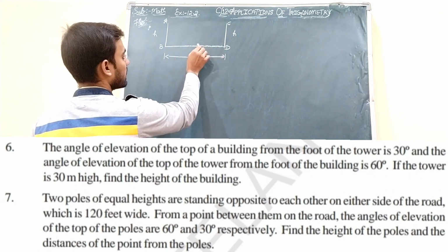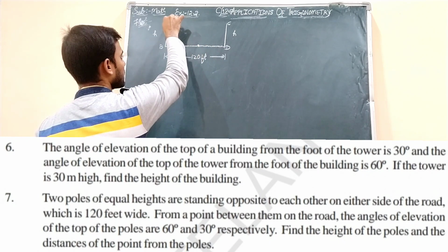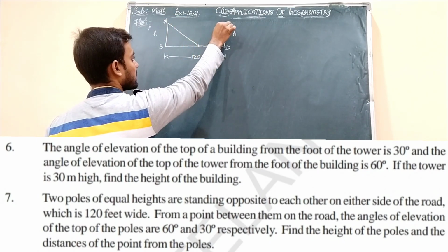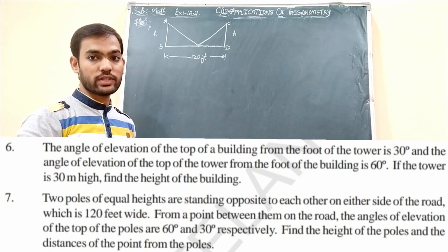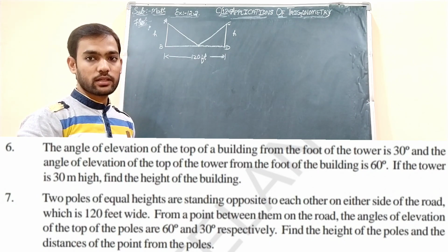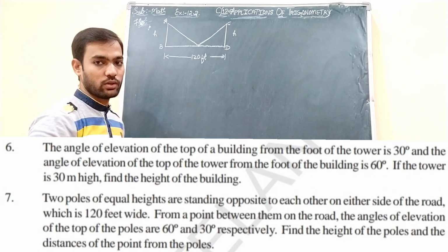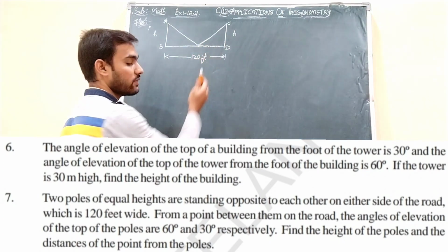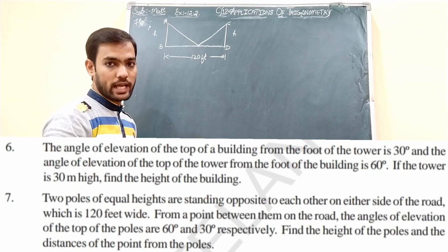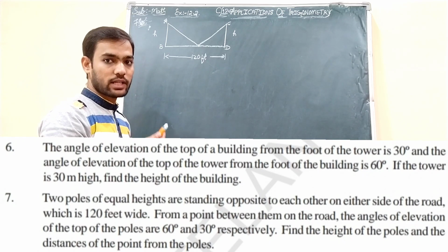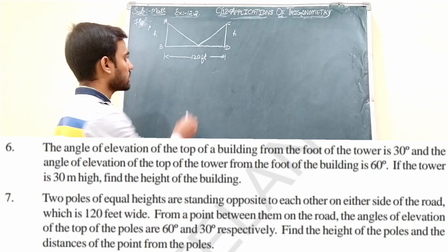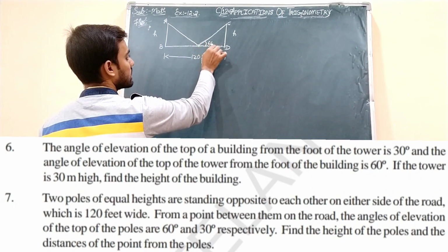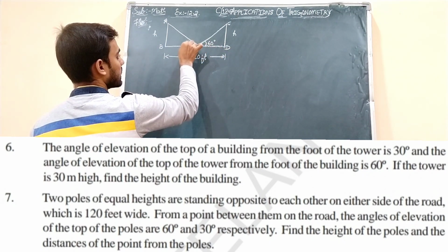Now there is a point between them on the road. The tops of the poles are observed from this point. One angle is 60 degree, one angle is 30 degree. Which is 60 degree? Some students will think this is 60 degree. No, because wherever the point is nearer to the pole, that angle will be the larger one, and for the pole far from the point, that will be the smaller angle. So this is 60 degree and this is 30 degree.